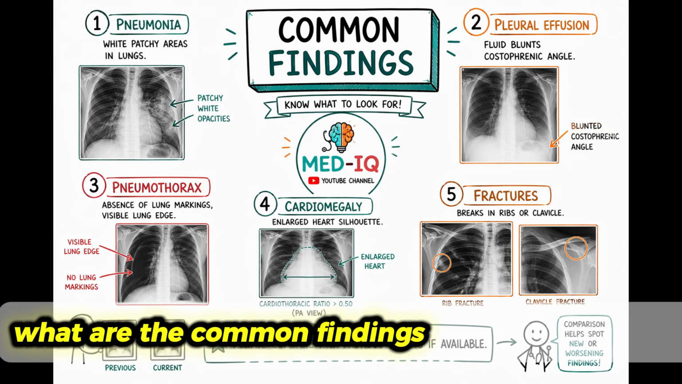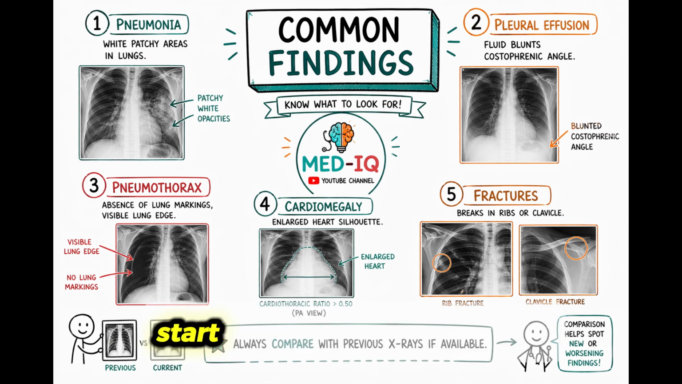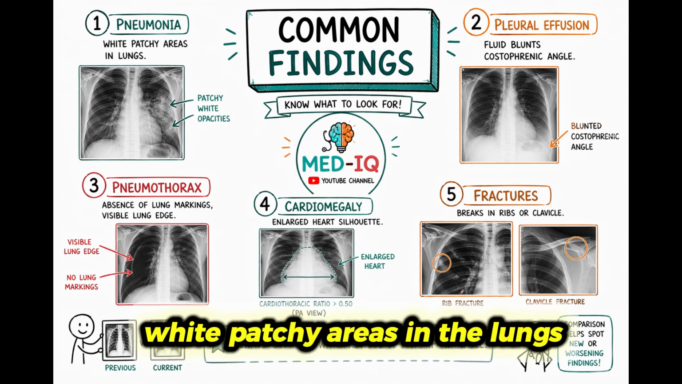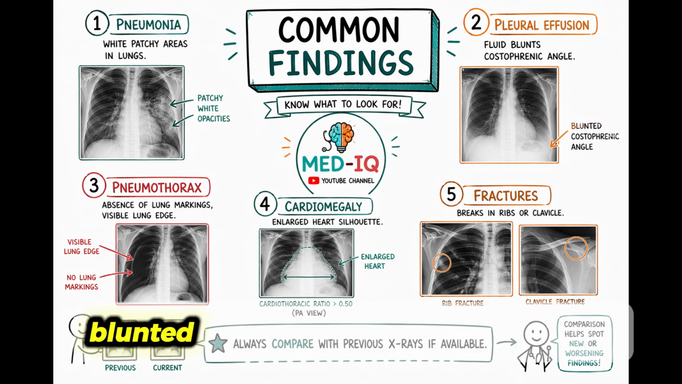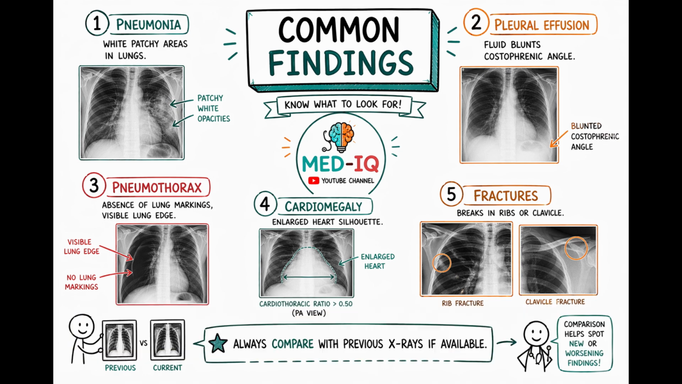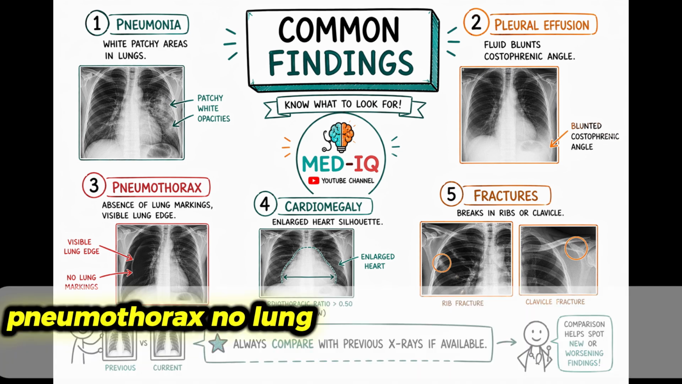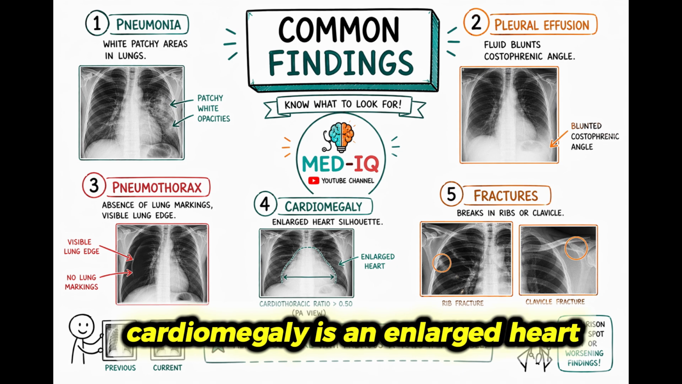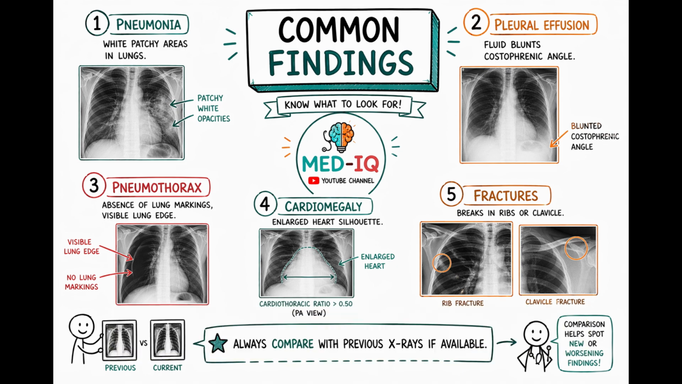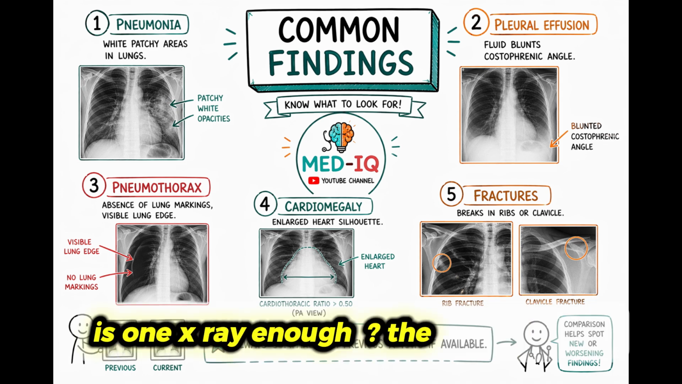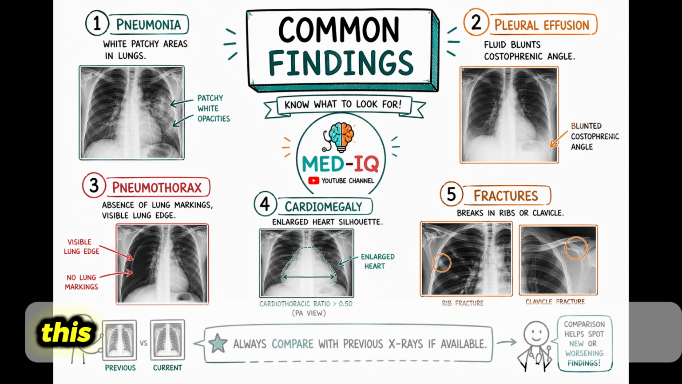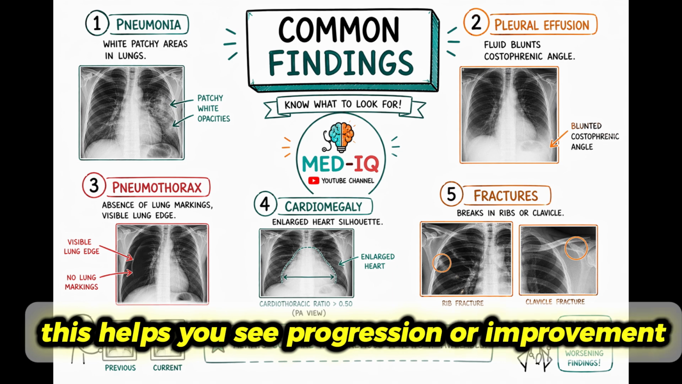What are the common findings you must recognize? Start with these five: pneumonia, white patchy areas in the lungs; pleural effusion, blunted costophrenic angle due to fluid; pneumothorax, no lung markings with a visible lung edge; cardiomegaly, an enlarged heart shadow; and fractures, breaks in ribs or clavicles. Is one X-ray enough? The answer is no. Always compare with previous X-rays if available. This helps you see progression or improvement.